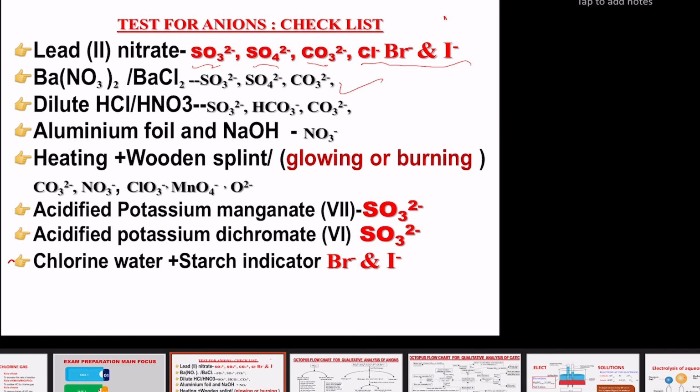So here we have the test for carbonates, because when you heat a carbonate, you give carbon dioxide, which extinguishes a burning splint. We have nitrates, whereby when you heat some nitrates, like those of potassium and sodium, they will decompose on strong heating to give oxygen gas, which again relights a glowing splint. The same with manganate ions and chlorates. Remember, some of these things you may not have done them in school.